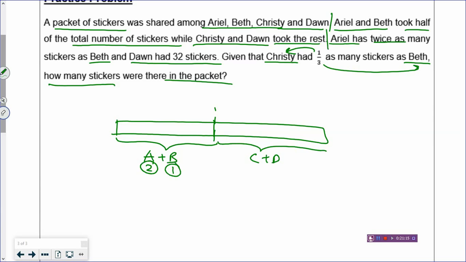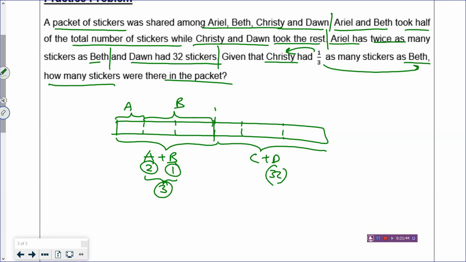And you can see that these 2 persons together has 3 boxes. So you cut into 3, right? And if you cut one box into 3 smaller boxes, do the same for the others, right? And of course, label. You can also label Ariel and Beth. Okay. And where are we now? We are until here. And Dawn had 32 stickers. So you put 32 onto your model and until here.